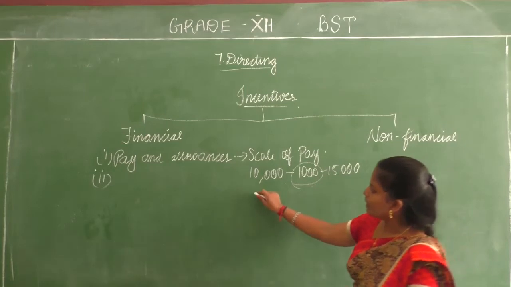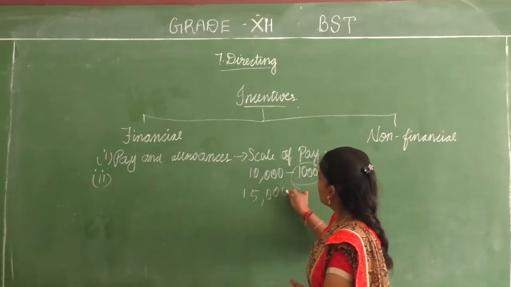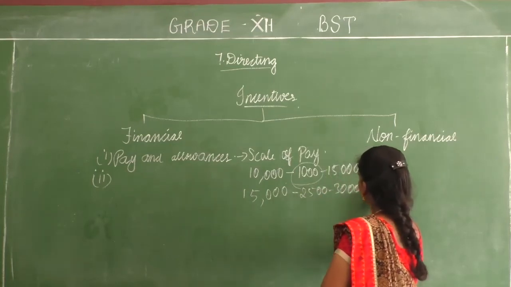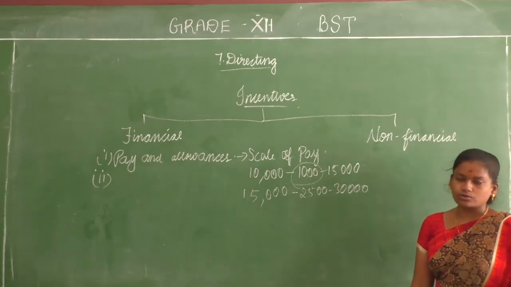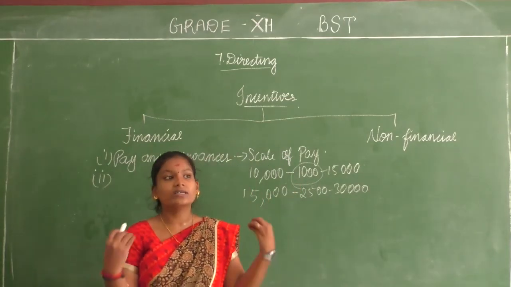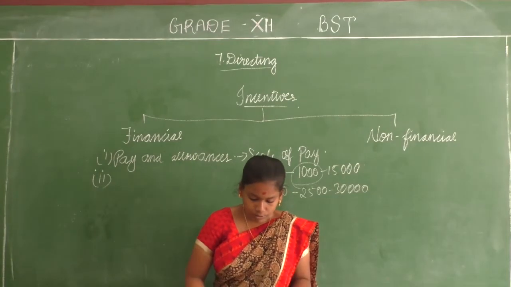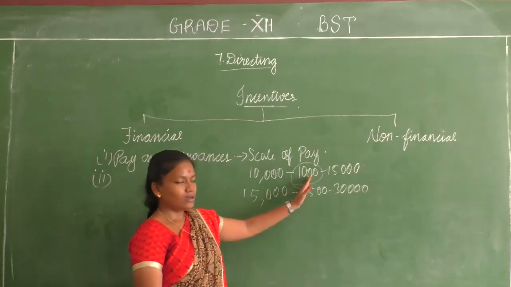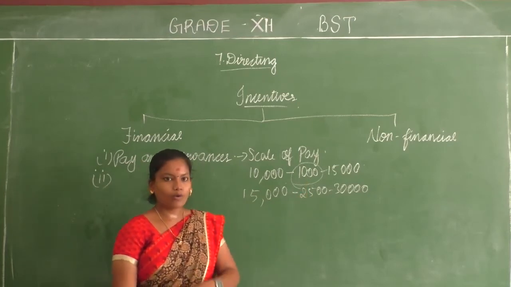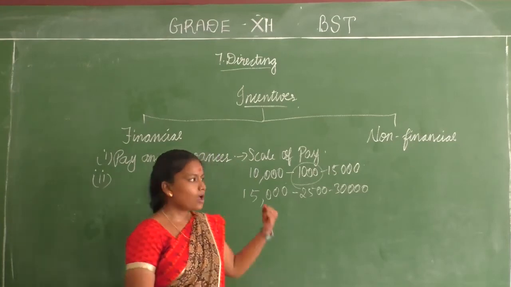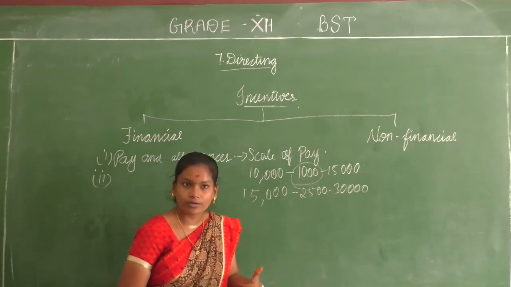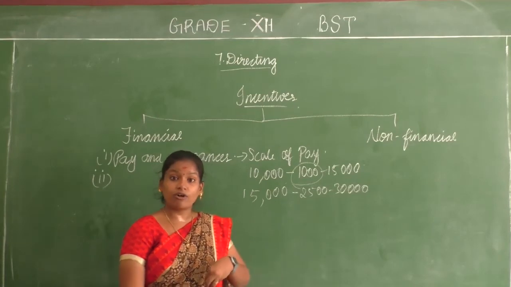After 15,000 it will change. 15,000 to 30,000, 2,500 rupees increment. So like that, the salary packages are decided and designed in such a way that it motivates, because I know that there is an increment. So I need to make myself deserving for it. I have an increment of 1,000 rupees, but I need to prove myself worthy of it.